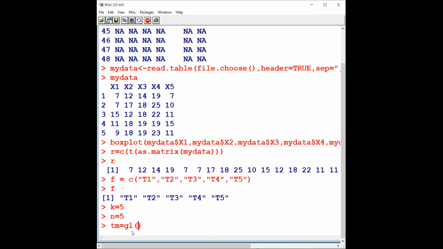For the gl function, you have to give the number of treatments you have. We have already assigned the number of treatments as K, and from 1, starting from 1 to n into K, because the total number of n is 5 and K is again 5. So starting from 1 to 25, we have to assign these treatment names to our row vector values. We are going to use factor on these values.